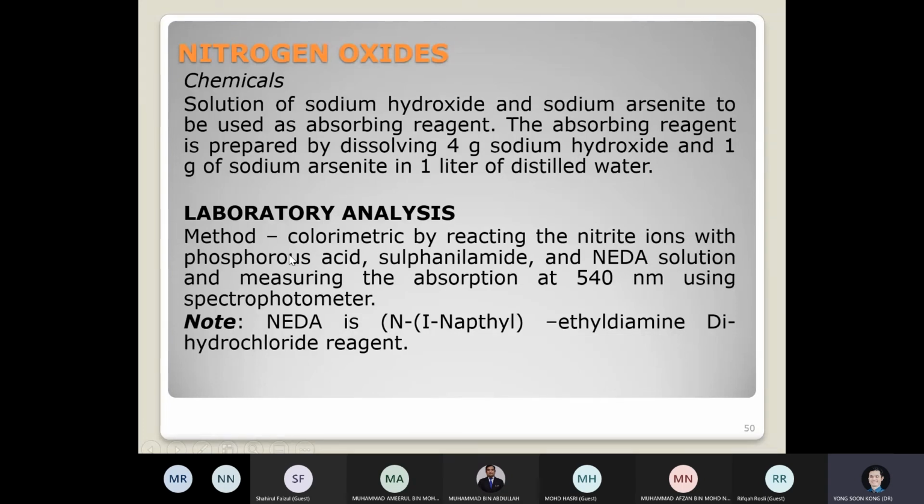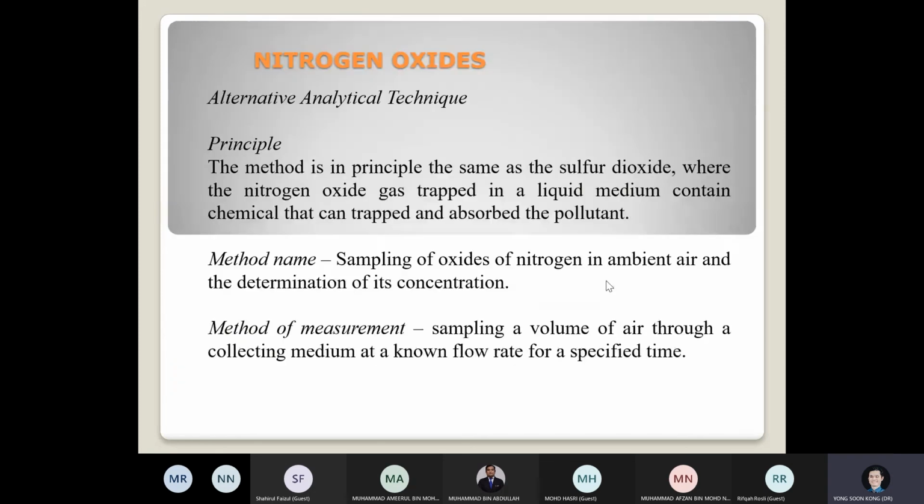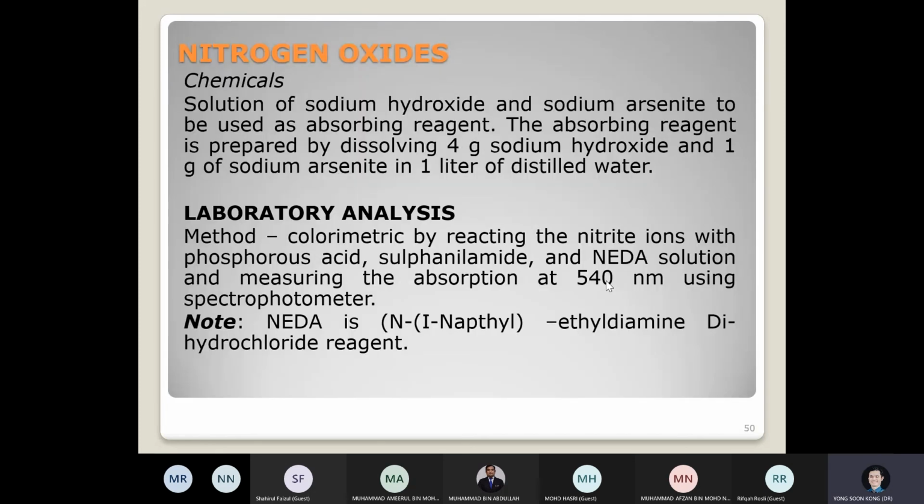So the combination of these three chemicals gives color to the nitrogen oxides trapped earlier in the sodium arsenide. And of course, you just use a photometer. You shine light and pick up the absorbance at 540 nanometers, and there you go. You know how much nitrogen oxides there is. But this one did not say how it separates between nitric oxide and nitrogen dioxide. So maybe that is a downside here. They don't tell you how much nitric oxide and nitrogen dioxide there is, compared to the earlier NDIR method.